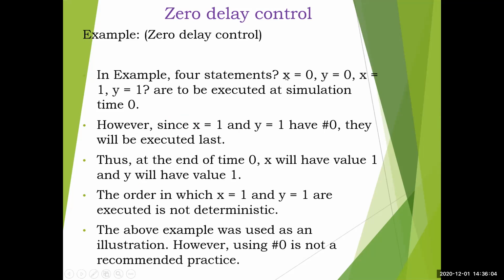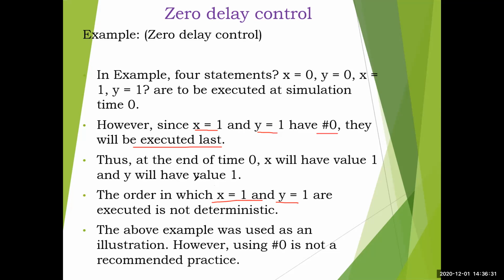So in the example, four statements x equal to 0, y equal to 0, x equal to 1 and y equal to 1 are to be executed at simulation time 0. However, since x equal to 1 and y equal to 1 have #0, they will be executed last, because it is called zero delay control. Thus, at the end of time 0, x will have value 1 and y will have value 1. The order in which x equal to 1 and y equal to 1 are executed is not deterministic.